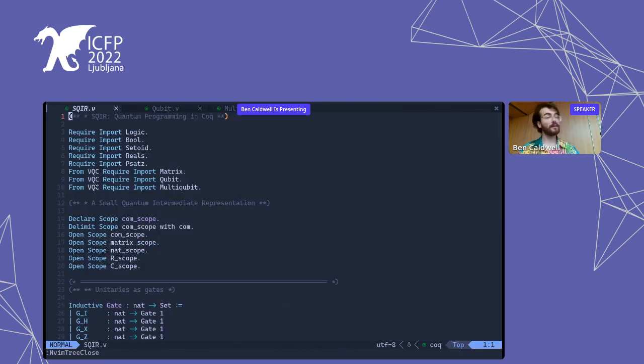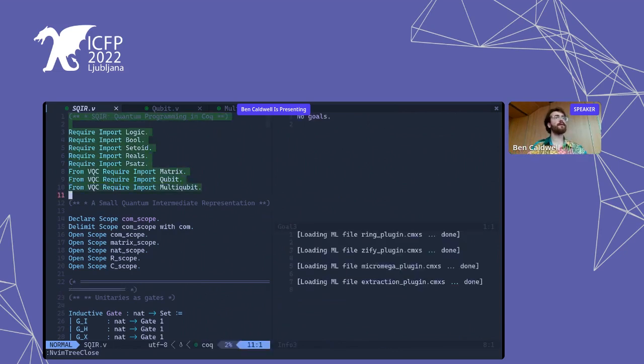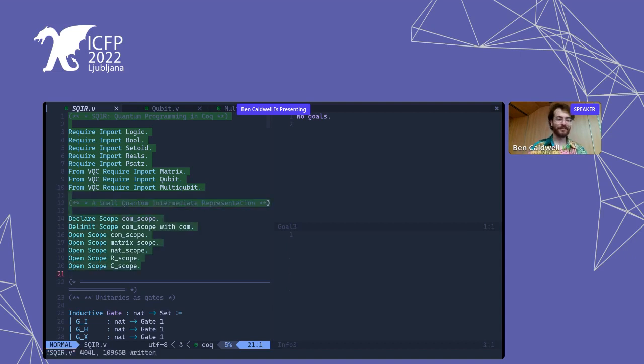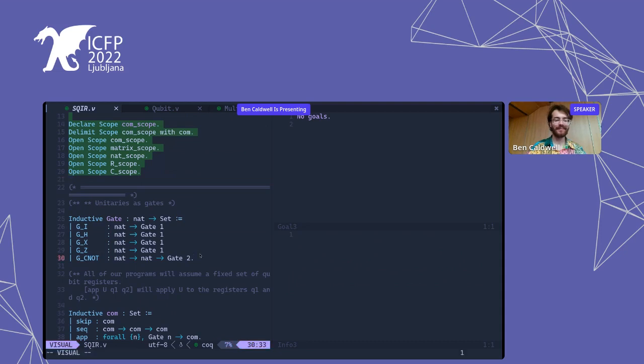And now we can take a look at and talk about Squire, which is sort of like a small toy language built on top of this. It doesn't have measurement. It's very simple. And it's just used to construct unitary gates, right? And talk about how we can actually prove things. Right, so yeah, we'll open up all our scopes for everything we've defined so it can figure out what things are.